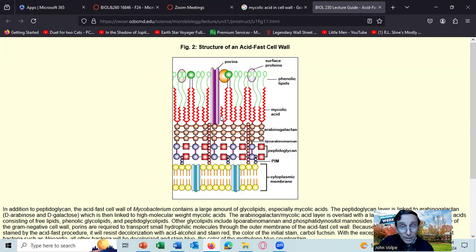So as you can see, the layer of mycolic acid is actually thicker than the layer of peptidoglycan. And that's why the mycobacterium have an unusual cell wall. They put this mycolic acid in it, which is a very complex structure, and it takes the cell time to make the mycolic acid. And so the mycobacterium tend to grow slower than other bacteria.